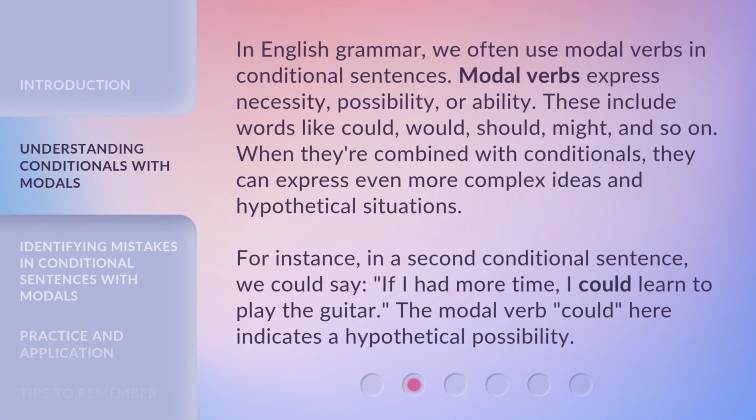In English grammar, we often use modal verbs in conditional sentences. Modal verbs express necessity, possibility, or ability. These include words like could, would, should, might, and so on. When they're combined with conditionals, they can express even more complex ideas and hypothetical situations.